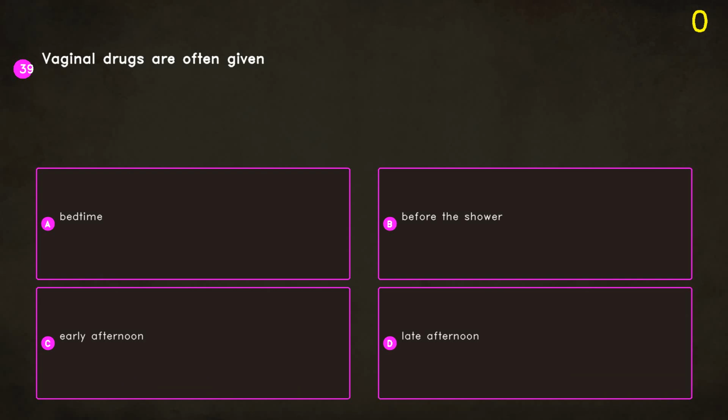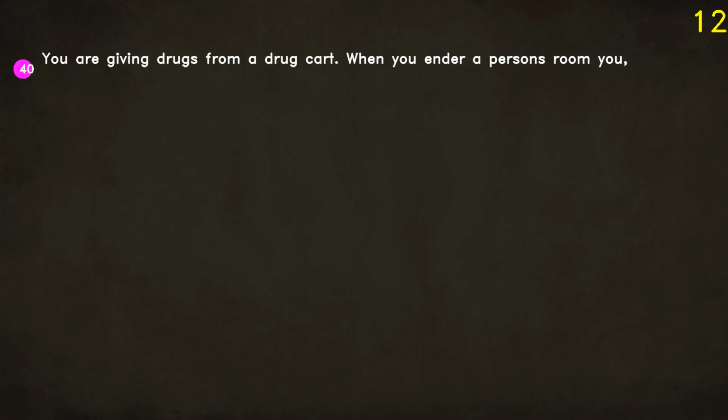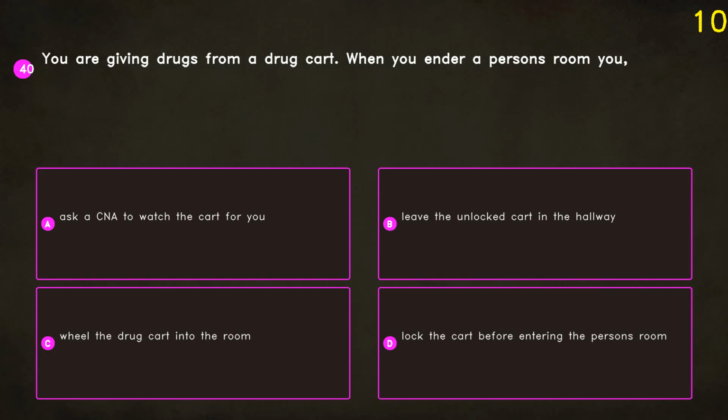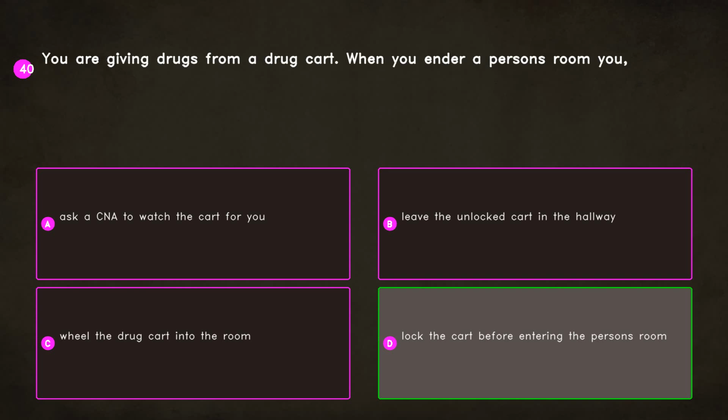D. Late afternoon. The correct answer is bedtime. Question 40. You are giving drugs from a drug cart. When you enter a person's room, you A. Ask a CNA to watch the cart for you. B. Leave the unlocked cart in the hallway. C. Wheel the drug cart into the room. D. Lock the cart before entering the person's room. The correct answer is lock the cart before entering the person's room.